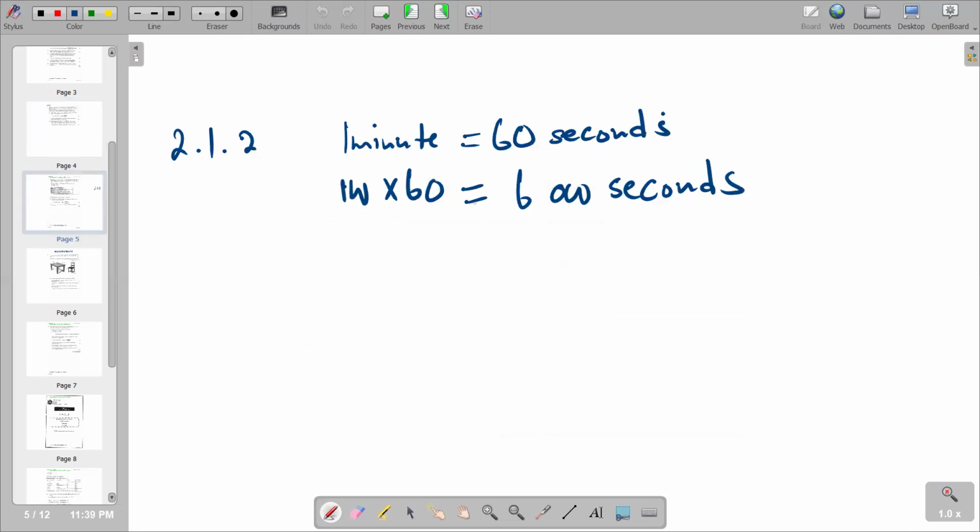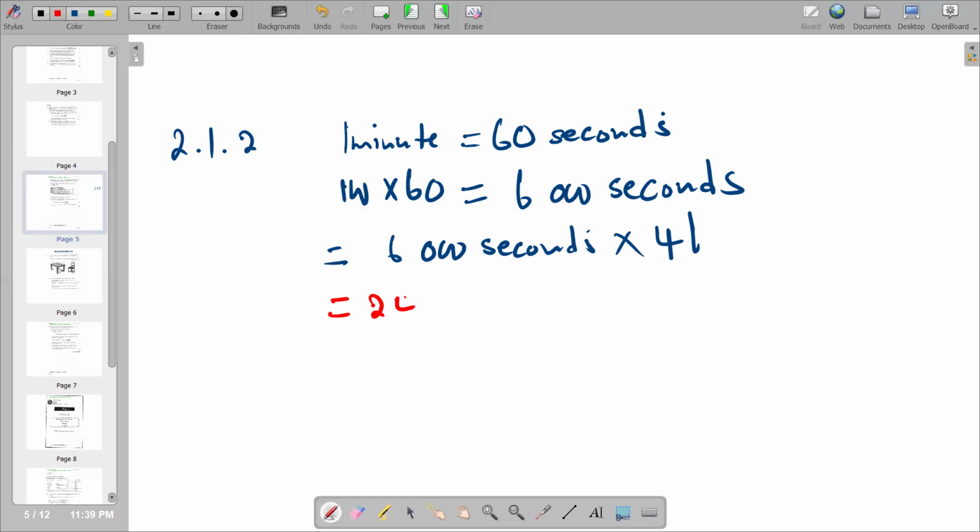So we come here now, we say it is equal to 6,000 multiplied by 4 liters. If you multiply, you see that the answer we're going to get becomes 24,000 liters. So this becomes our final answer.